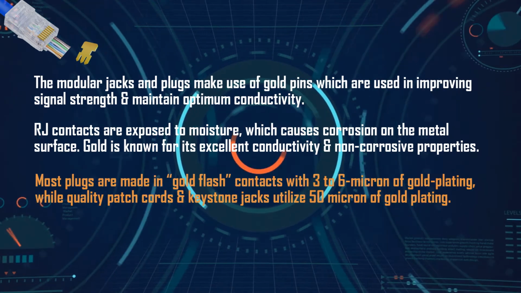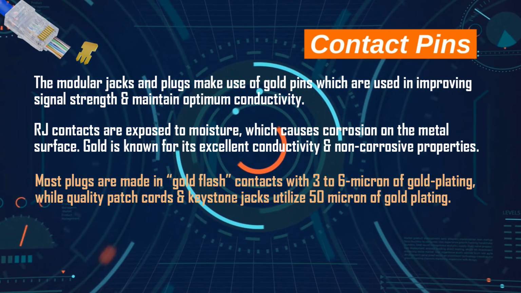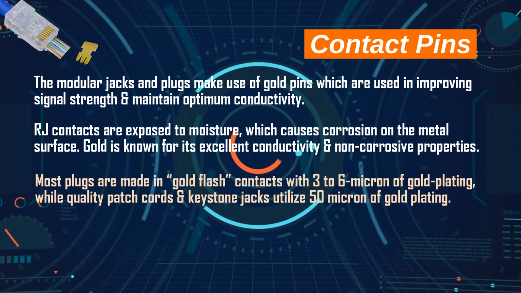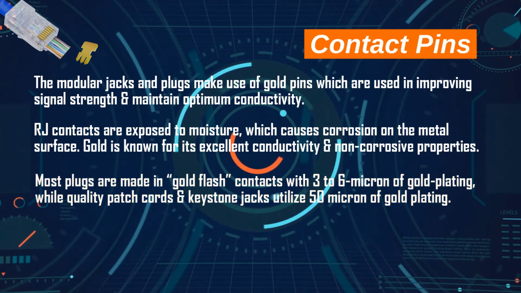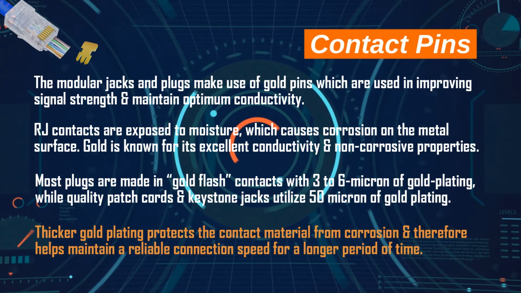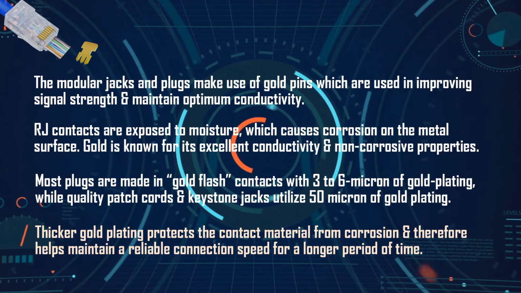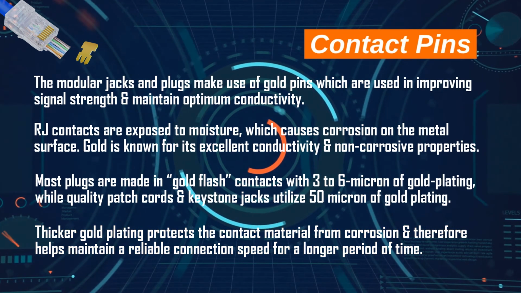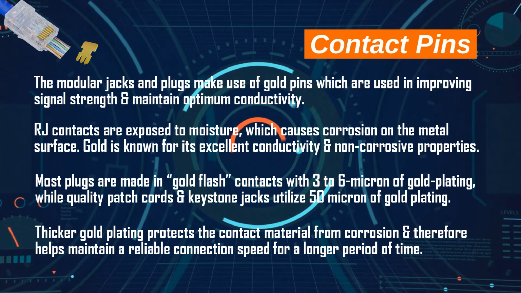Most plugs are made with gold flash contacts with 3 to 6 microns of gold plating, while quality patch cords and keystone jacks utilize 50 microns of gold plating. Thicker gold plating protects the contact material from corrosion and therefore helps maintain a reliable connection speed for a longer period of time.